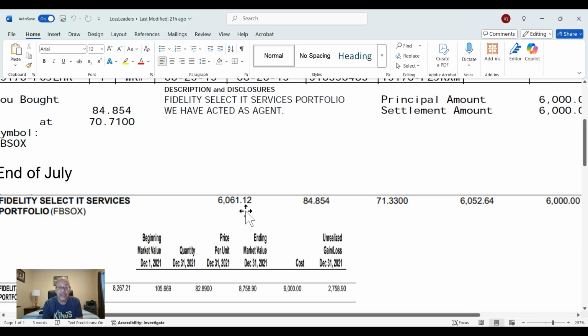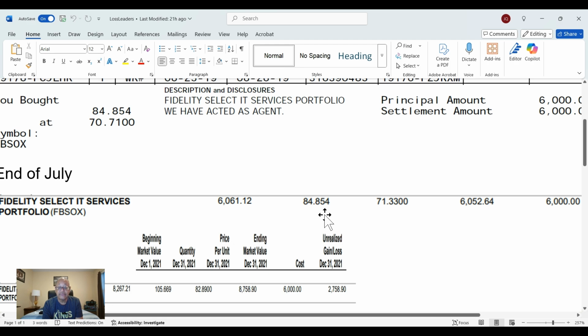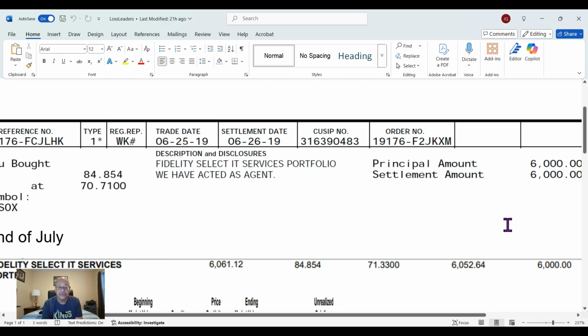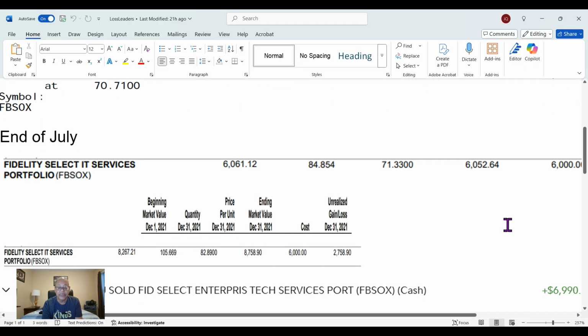So that's the value, 6,061, 8480.854 shares. So that matches. Now the price has gone up. You can see the price going up in the value. So I made $52. And this is the initial investment of $6,000. And as you can see, I have these statements. I keep them in a binder.